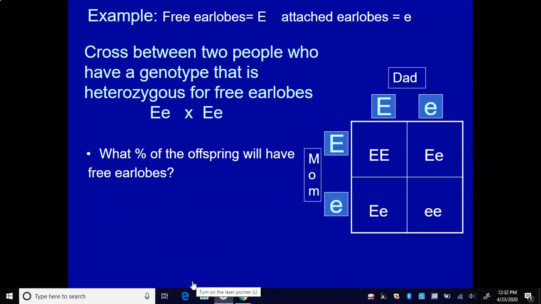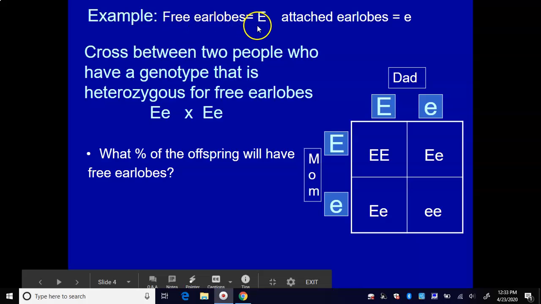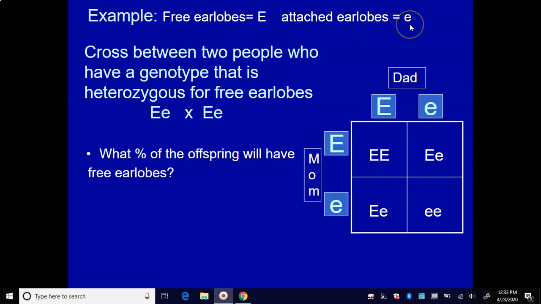Here is an example of a monohybrid cross involving earlobes. They're telling you at the top, you have to read the information that's given. It says free earlobes, capital E, that means it's dominant, to attached earlobes, which is lowercase e, which means it's recessive. You're going to cross two people who have a genotype that is heterozygous for free earlobes. You have to remember from last week's PowerPoint, capital E, lowercase e represents heterozygous. Heterozygous means different. So they're going to have one capital E, one lowercase e, and you're going to cross it with another parent that is capital E, lowercase e.